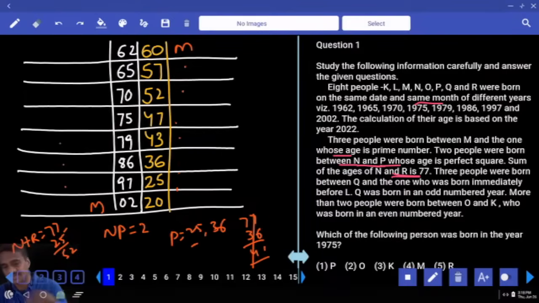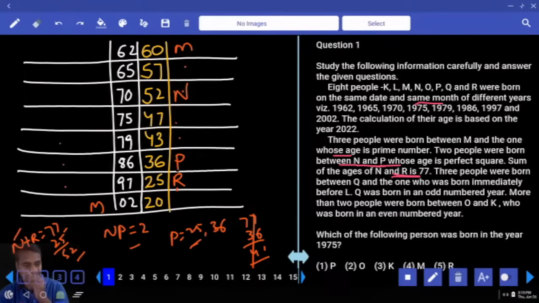Now P is 36 here, then between N and P, how many people? Two people. Now N must be 52. N is 52, so R must be 25. Then R must be 25, R is here.